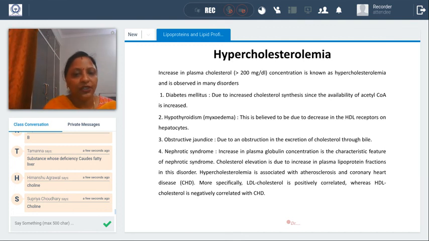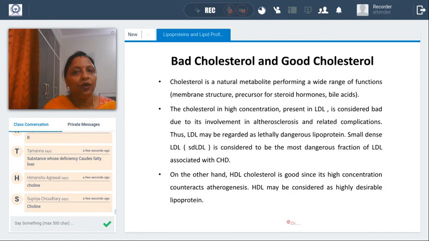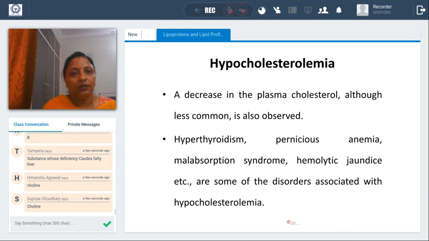It is related with CHD also. Bad cholesterol: the cholesterol in high concentration present in LDL is considered bad, and with the HDL it is considered good. And lastly, hypocholesterolemia, when concentration of cholesterol decreases. This is not commonly observed, in the condition of hyperthyroidism, pernicious anemia, malabsorption, hemolytic jaundice, and various other disorders.